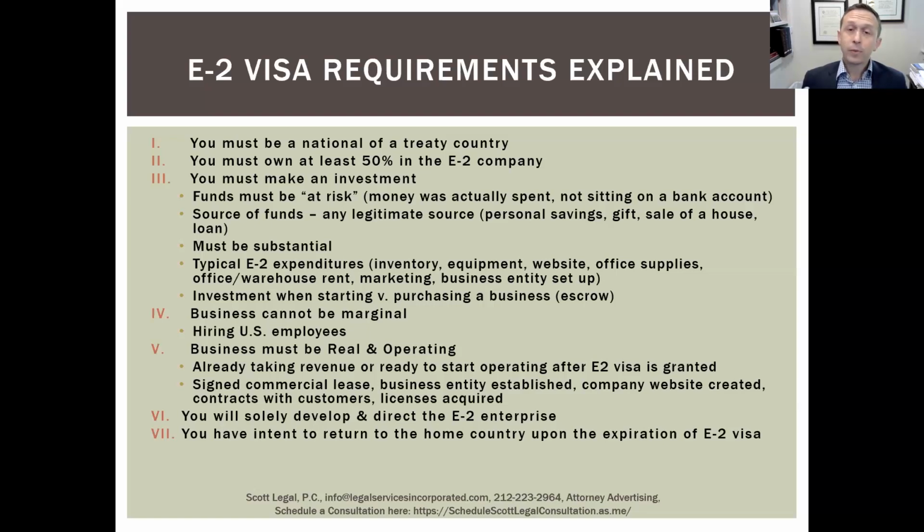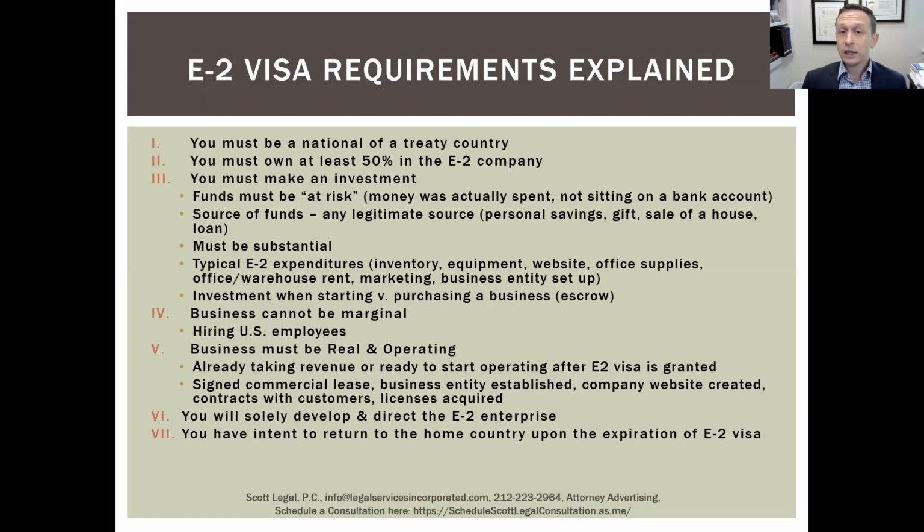It does mean, though, because only 50% is required, you can have a co-investor. So it's possible to have two people apply for two E2 investor visas. And if each of those individuals has treaty nationality from different countries, you can have an E2 treaty company that has dual nationality, which means they can bring employees from either of those two countries. The other owner, though, does not have to be an E2 treaty national.